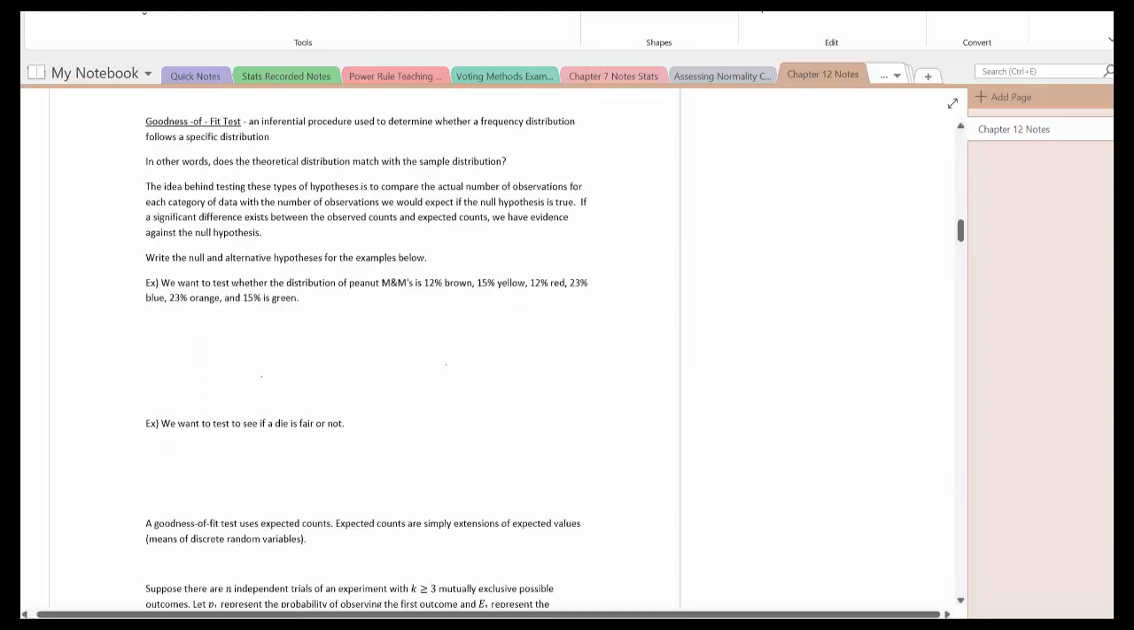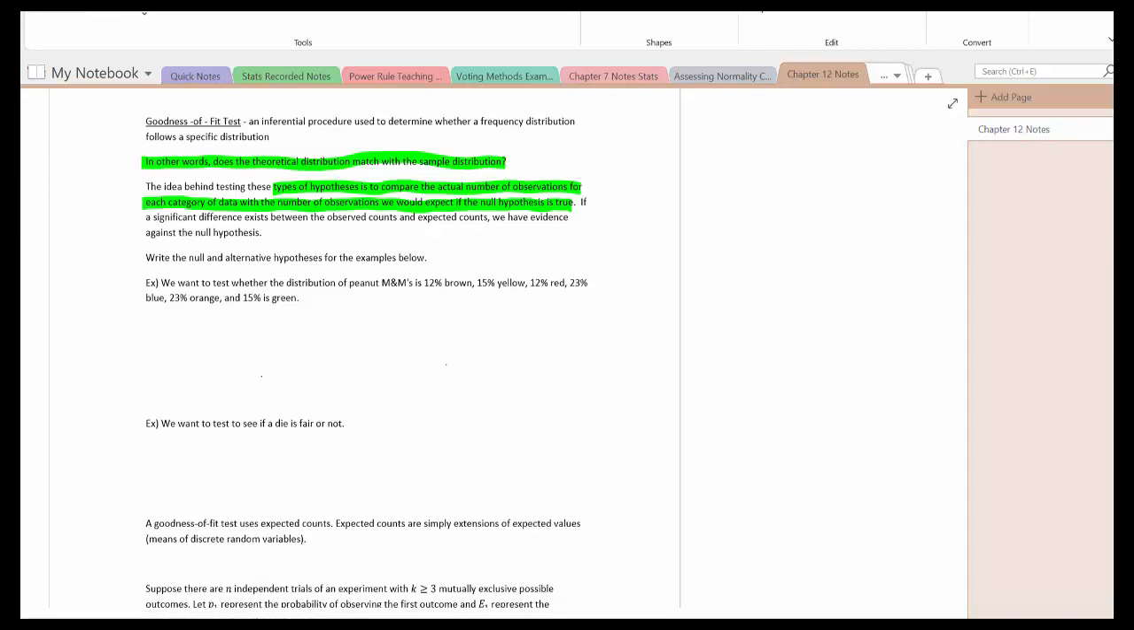All right, the goodness of fit test. It's an inferential procedure used to determine whether a frequency distribution follows a specific distribution. In other words, does the theoretical distribution match the sample distribution? The idea behind testing these types of hypotheses is to compare the actual numbers of observations for each category of data with the number of observations we would expect if the null hypothesis is true. If a significant difference exists between the observed counts and the expected counts, we have evidence against the null hypothesis.